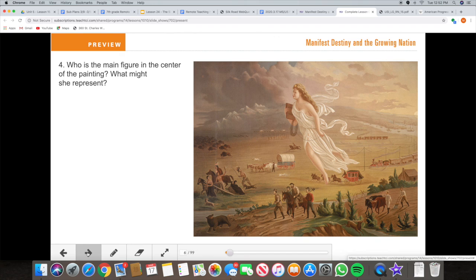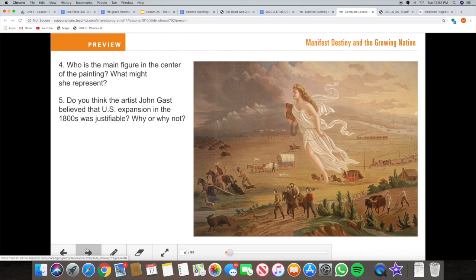And then who's the main figure in the center of the painting? What might she represent? That's number 4. And then 5, do you think the artist John Gast believed that US expansion in the 1800s was justifiable? Justifiable means it's okay. There are good reasons why US expansion is okay. So why or why not? Again, this goes in your notebook. Questions 1 through 5 should be in your notebook under the title Lesson 15 Preview.